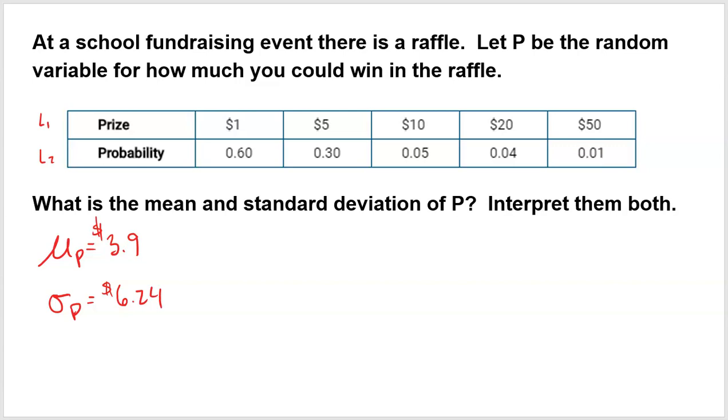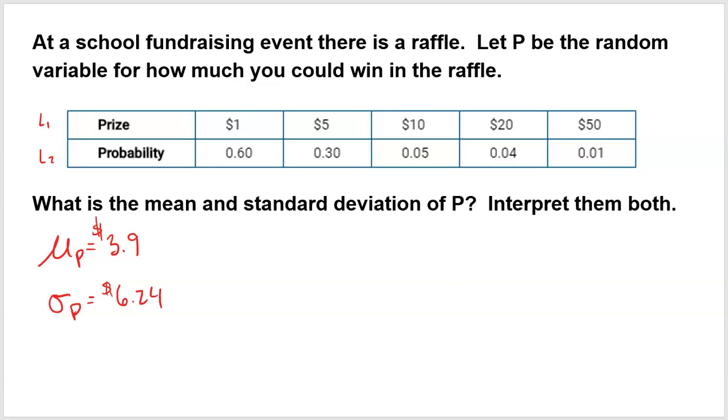I'm going to get a lot of $1. I'm going to get occasionally a $5. And every now and then, maybe a 10, a 20, and very rarely a $50. But in the long run, if I play this game an infinite amount of times, the average winnings would be $3.90.